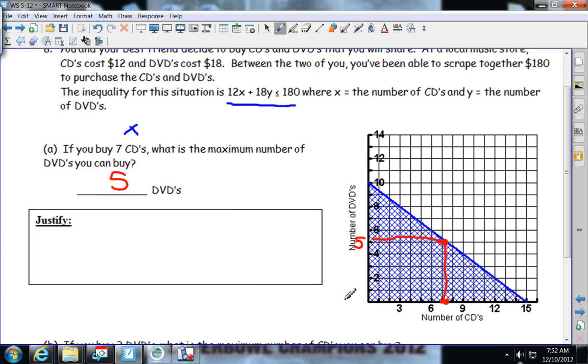So all you do is go over on the graph to where it says 7 CDs. You're going to go up to where your line is, because it's equal to. And then you'll go over and figure out. So the combination you can buy is 7 CDs and 5 DVDs. Well, if you think about it, you have $12 times the CDs, which is, how many CDs did we get? 7, plus $18 for 5 DVDs. And when you put that together, it should be less than or equal to 180.